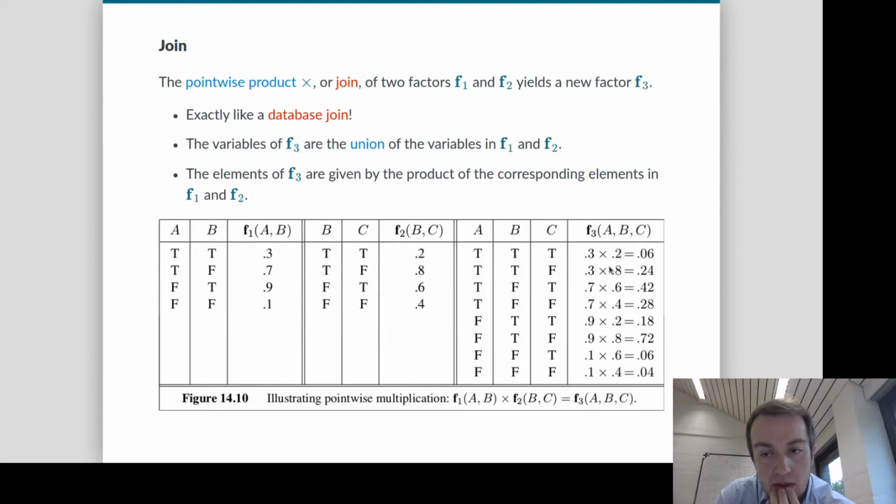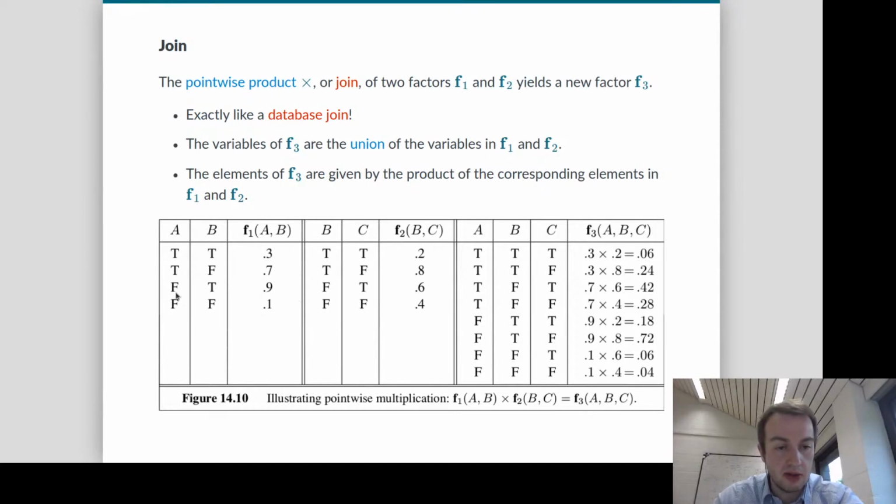So let's say with this first one. This entry corresponds to A being positive, B positive, and C positive. And so we would just look for the A and B being positive in f1, so 0.3, and then B and C being positive in the second factor. We would have these two values, 0.3 and 0.2. We would multiply them together and we would obtain 0.06.